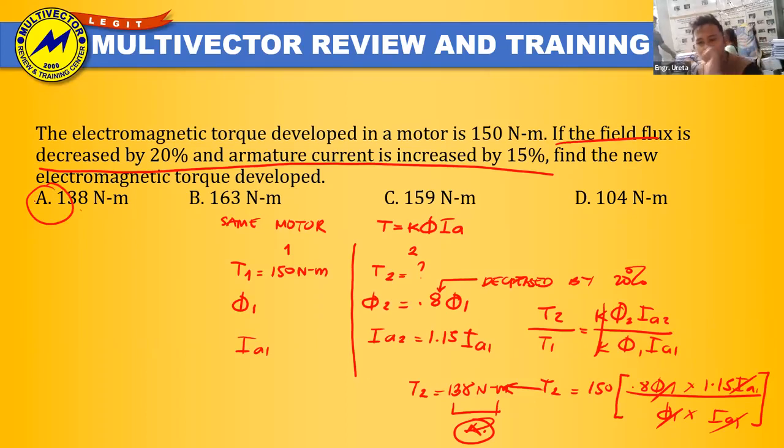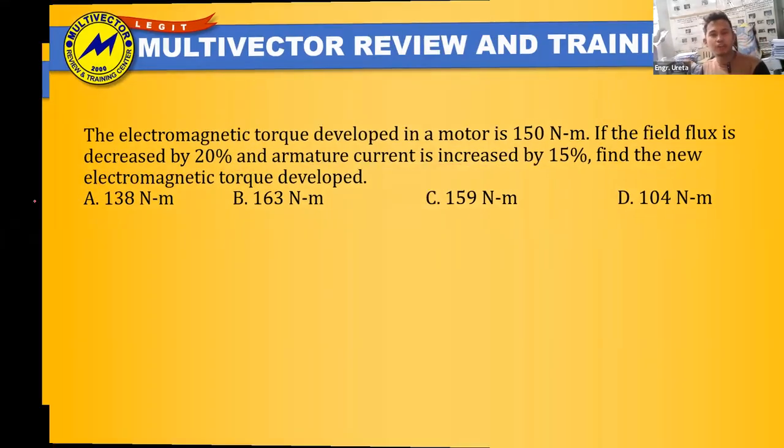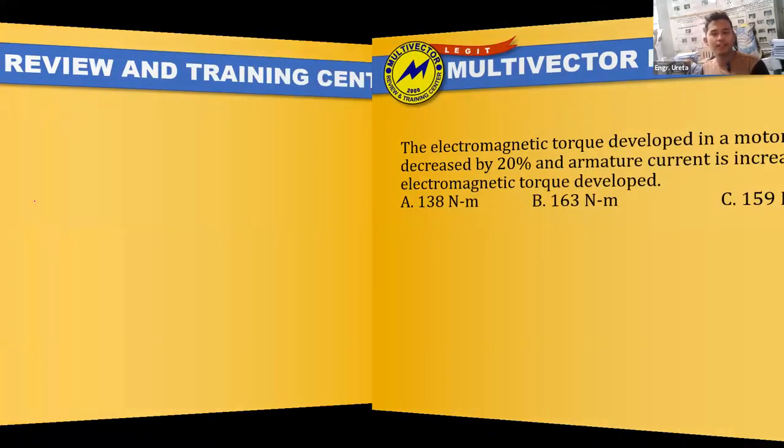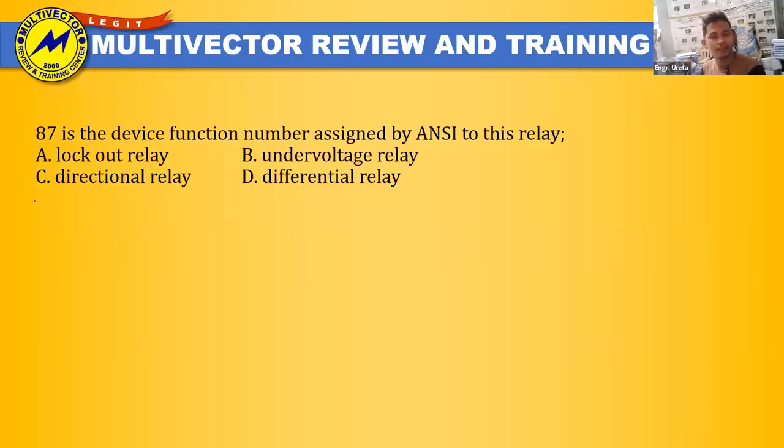Okay, next question, problem number 65. 87 is a device function. Based on the ANSI device number, what relay is it? It's the differential relay, so letter E. That's number 87.